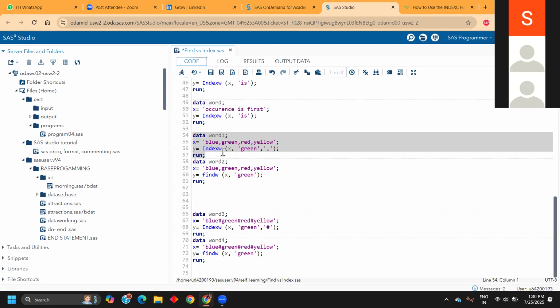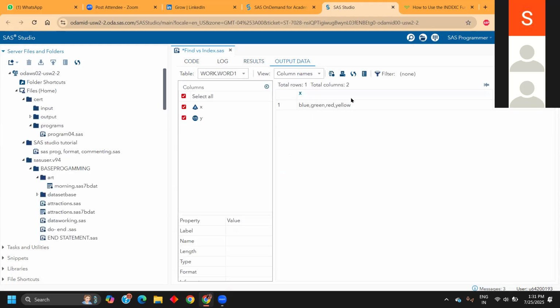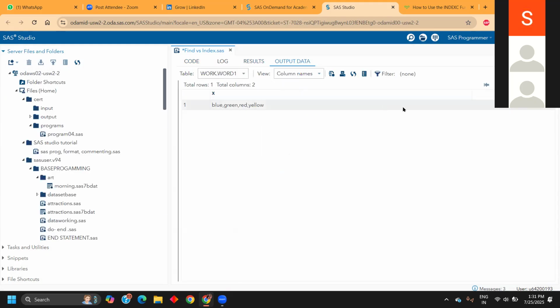Index W we are using to search a particular word. Like here the word green I'm searching. The syntax is index W, parenthesis, the source string X, comma, and green is the substring I'm searching, and in the third argument I'm giving the delimiter, comma. So I have shown the output, and the position is sixth position.